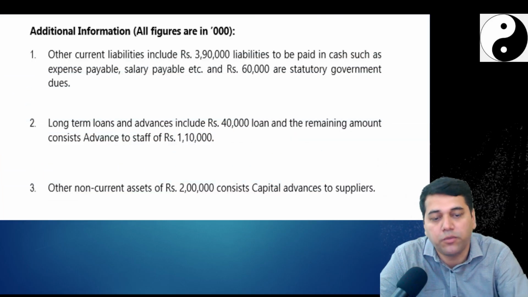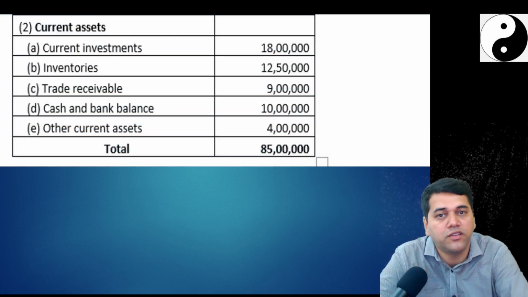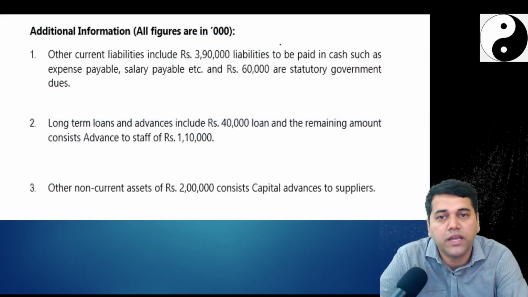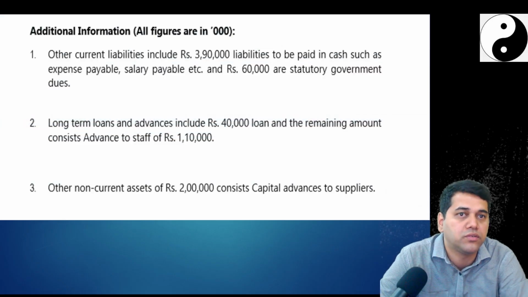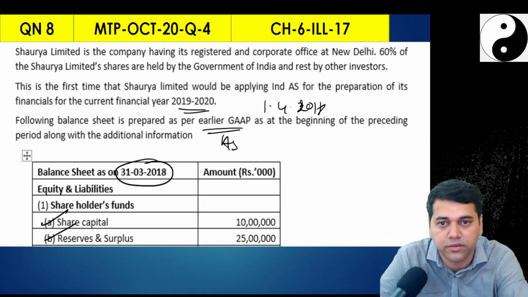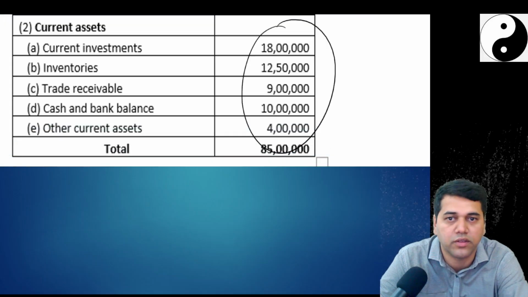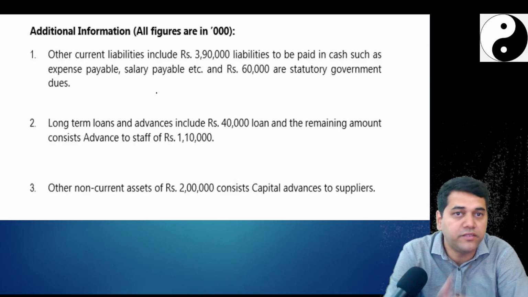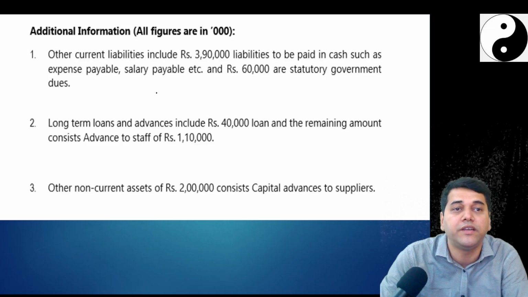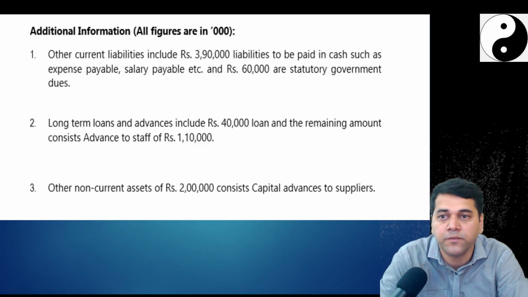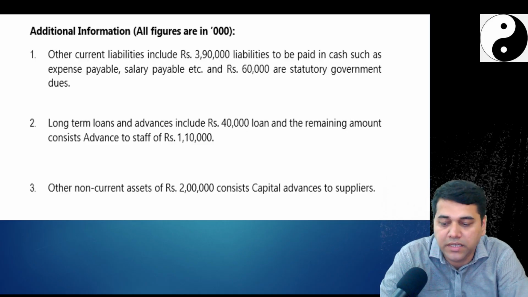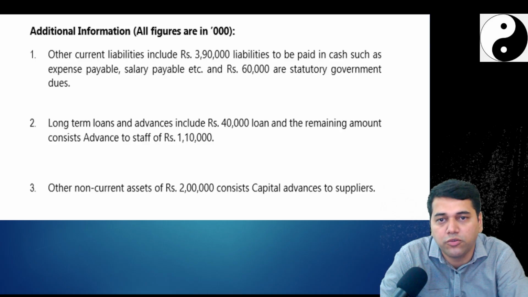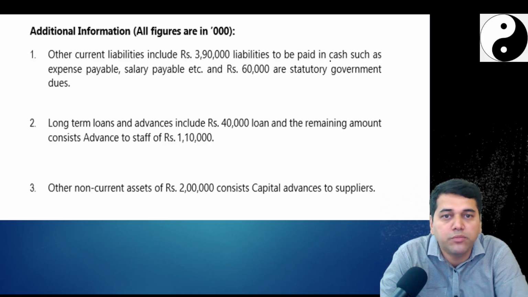Now additional information. The catch you see here: these informations are given in absolute values. Now they have told you rupees in thousands. Okay, sorry, I missed it. This is also rupees in thousands. Now other current liabilities, please check, open the balance sheet also. Other current liabilities include 3,90,000 rupees liabilities to be paid in cash.